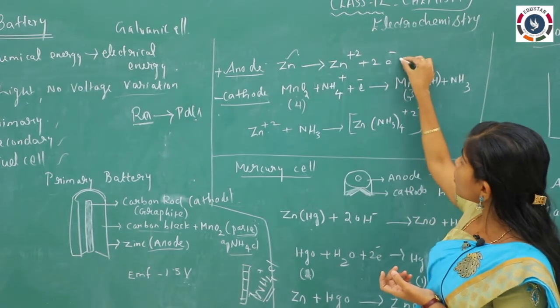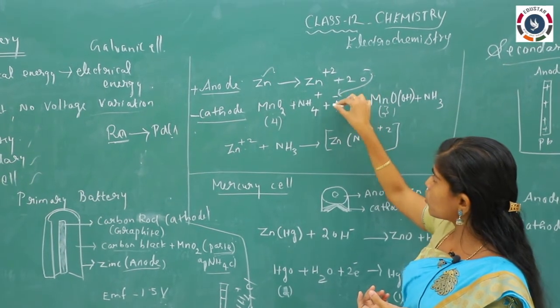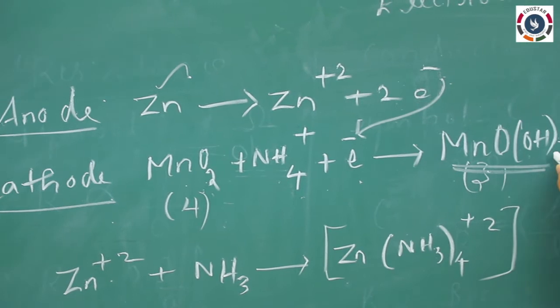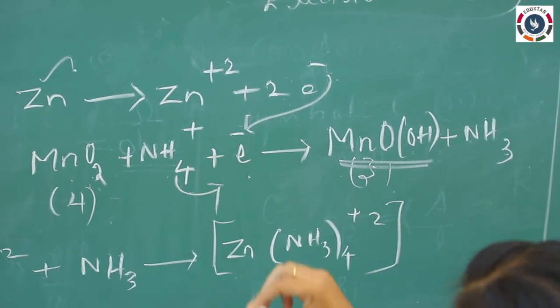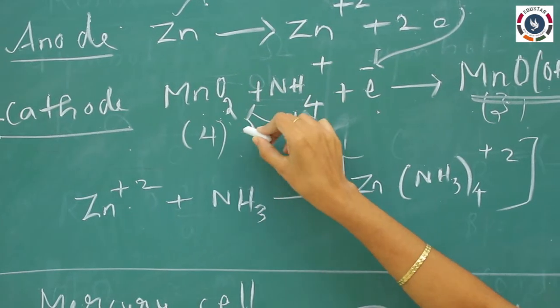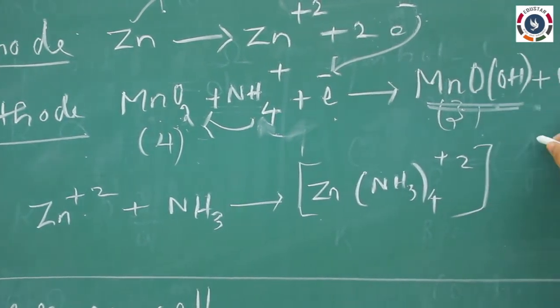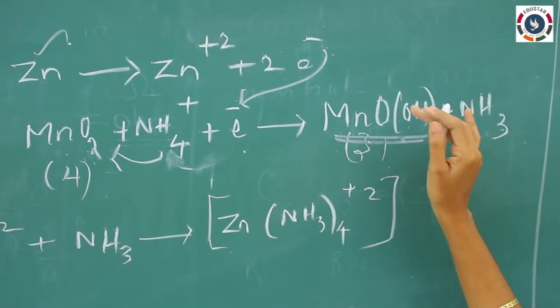Okay. The electrons liberated from the anode compartment always add to the cathode compartment. So, we are getting a product like this, MnOOH plus NH3. One of the hydrogens gets added into this. So, MnOOH plus NH3. This is the reaction actually happening in the cathode compartment.